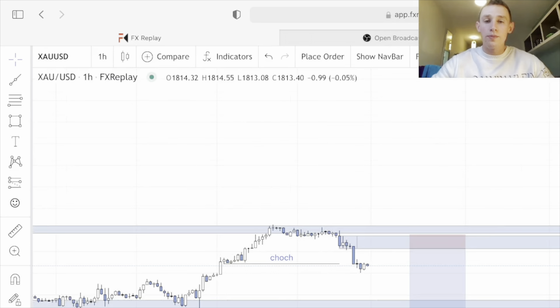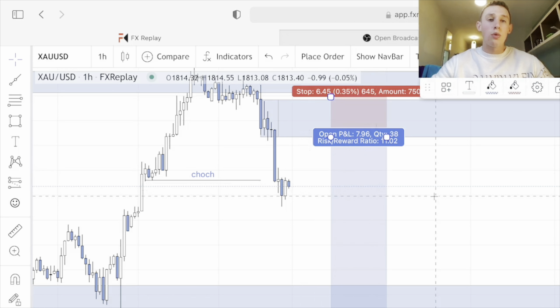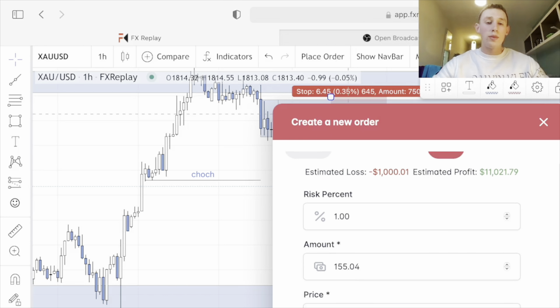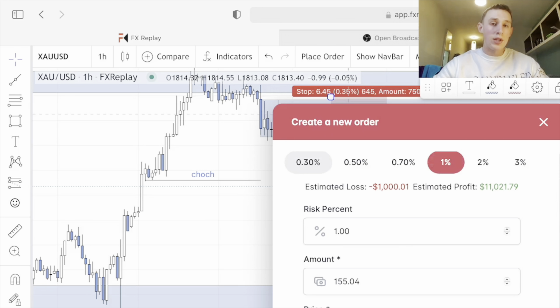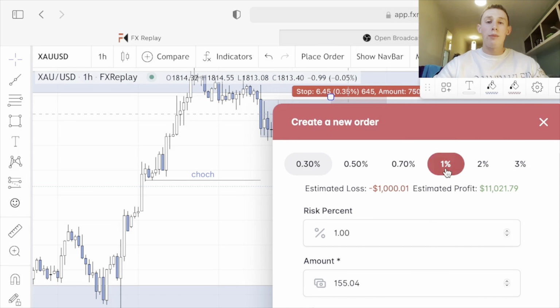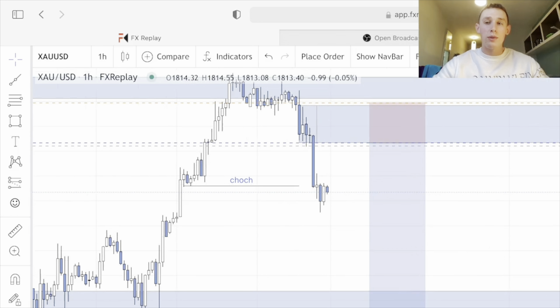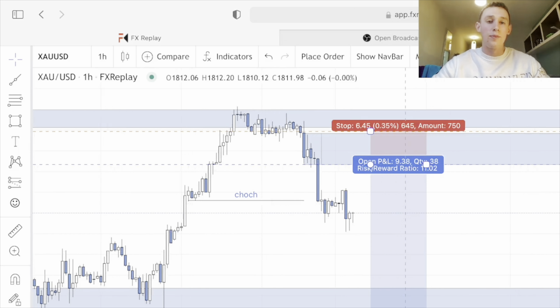And then what we can do, we can actually click on the risk to reward tool, go up here, and it places the order and it fills in all of the numbers for us. So the entry, stop loss, take profit, and we can also choose how much to risk. I always do 1%, so we'll keep it at 1%. And then we just place the order. As you can see, we've got the sell limit set. And now we just see if we get tagged in.